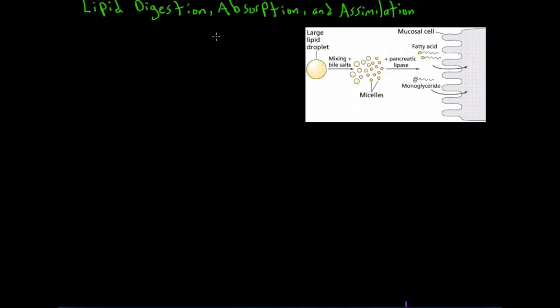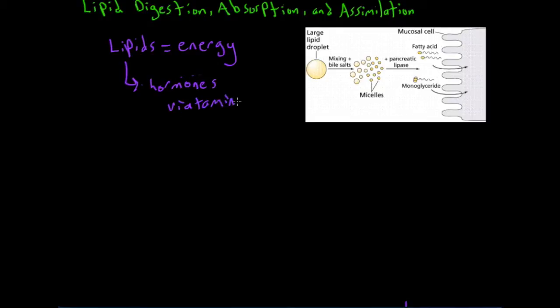Hello everyone, so this video is going to be covering lipid digestion, absorption, and assimilation. Now lipids are a form of energy, and a very dense one at that, but lipids can also serve as precursors to hormones, vitamins, and a bunch of other very important signaling molecules. But too much of a lipid is also a bad thing, because lipids along with cholesterol are what cause cardiovascular disease. So here I have a drawing just of how we absorb lipids into our body.